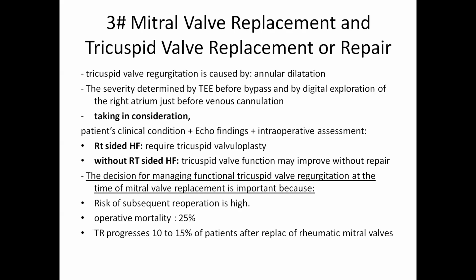The decision for managing functional tricuspid valve regurgitation at the time of mitral valve replacement is important. Why is that? Because the risk of subsequent reoperation is high. The mortality rate will be 25%, and TR will progress in 10 to 15% of patients after rheumatic mitral valve surgery. So we will intervene earlier in the first place.